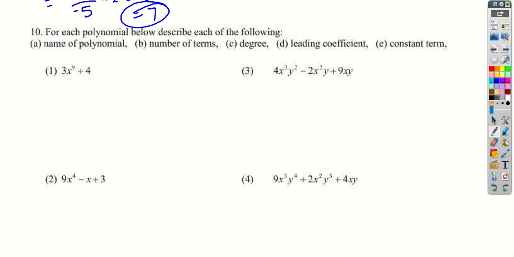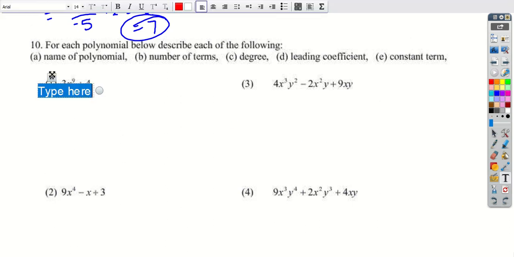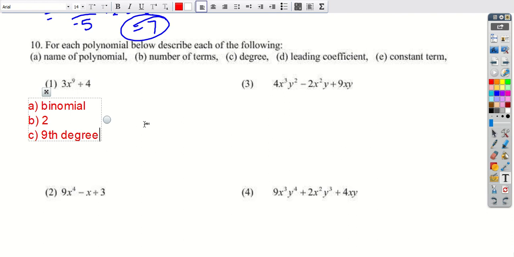For each polynomial, describe the following. So name the polynomial. This has 2 terms. So this guy, A, is a binomial. The number of terms is 2. The degree, take the first term. What's the exponent there? It's 9. This has a 9th degree. If there was another letter there, we'd have to add the exponents. The leading coefficient is 3, and the constant term is 4.